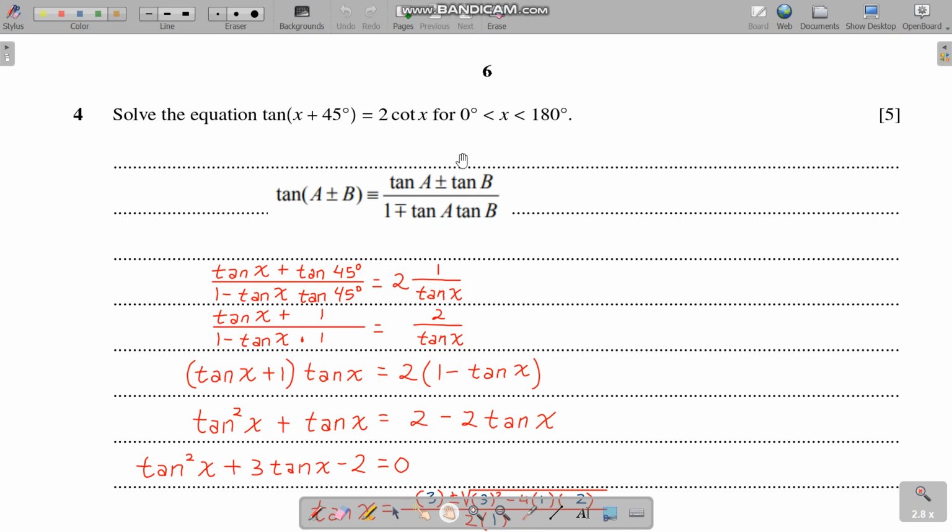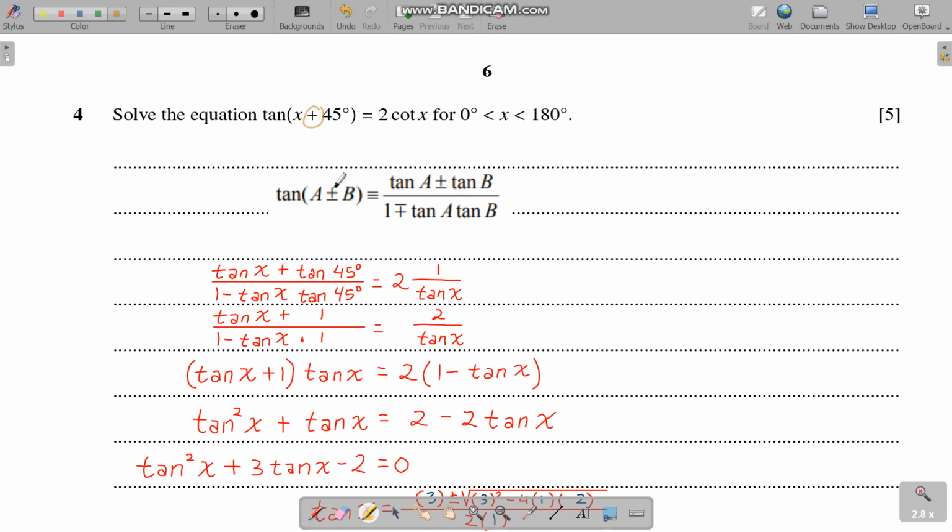This question is about trigonometric equation. Solve the equation tangent of x plus 45 degrees equals cotangent x. So we have this MF19 formula for the tangent compound angle.